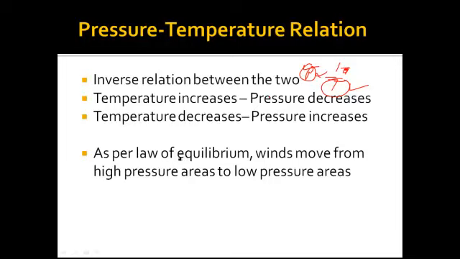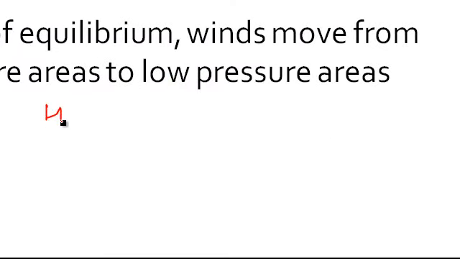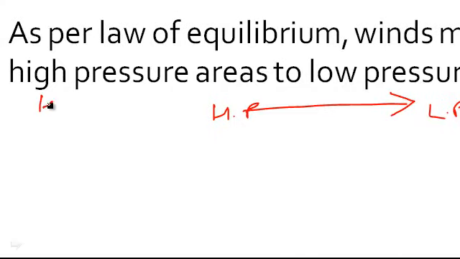And as per the law of equilibrium, winds move from high pressure areas to low pressure areas. You're very well aware of that. It means that whenever there are high pressure areas and low pressure areas, the wind will move from high pressure to low pressure areas. If the high pressure area is here and the low pressure area is down there, the wind will move from up to down, from this part to this part. So winds always move from high pressure areas to low pressure areas.